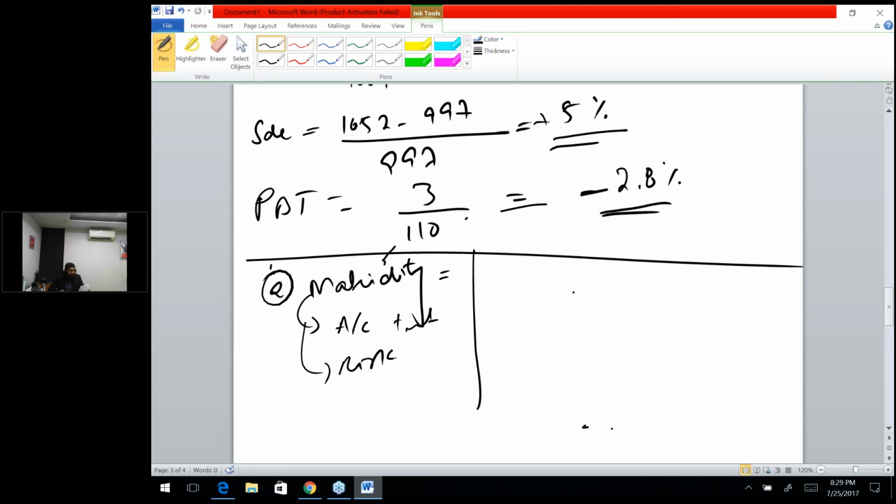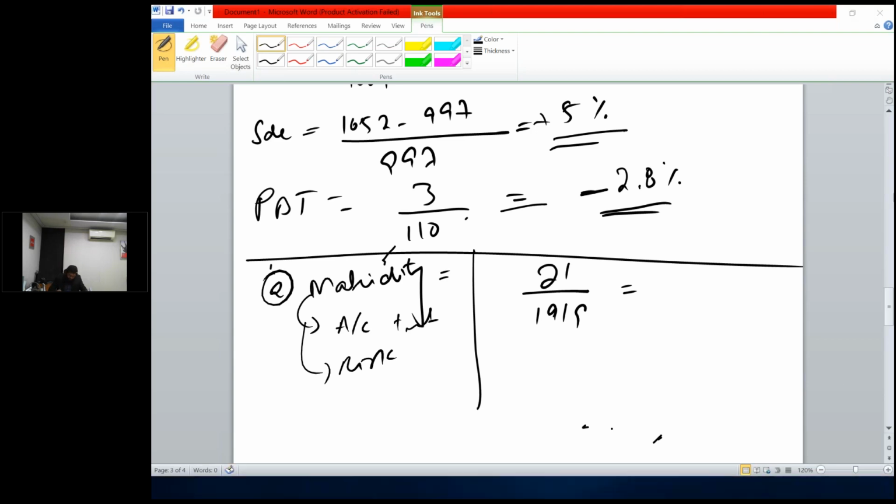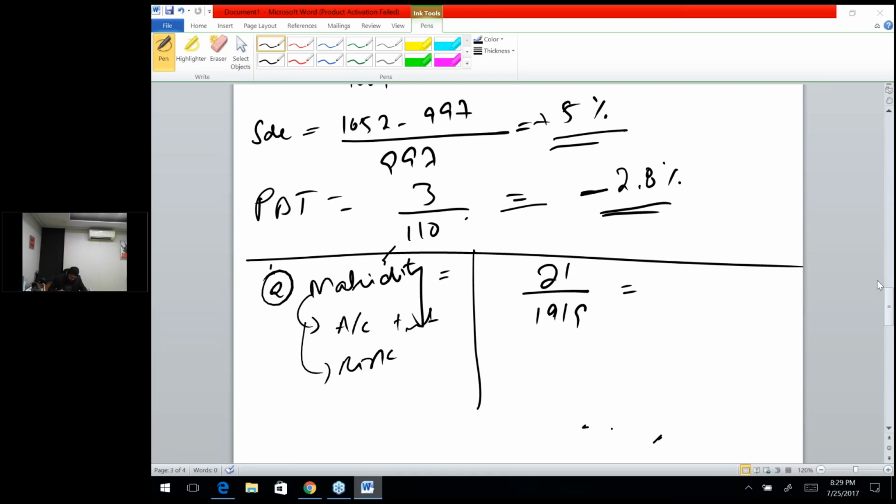At the year end, the inventory was valued at 21 million. Last year it was 20 million. So if I talk about this 21 million of inventory upon 1919 as an asset, can somebody write down what percentage it is? Can somebody please write down what percentage it is?